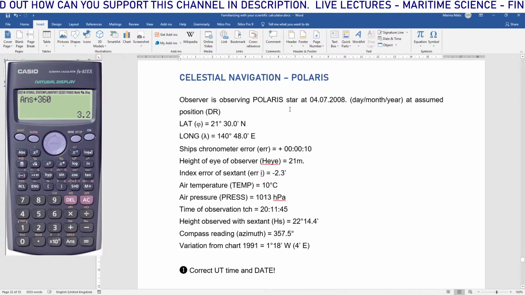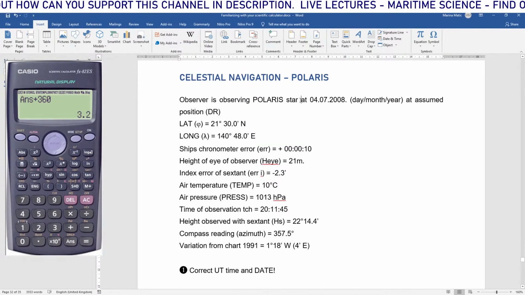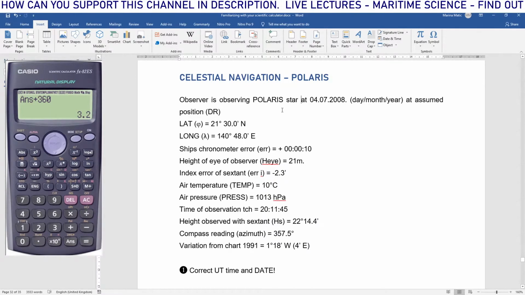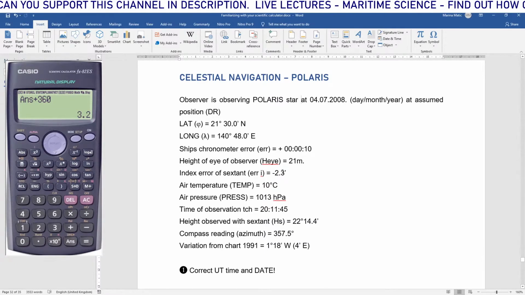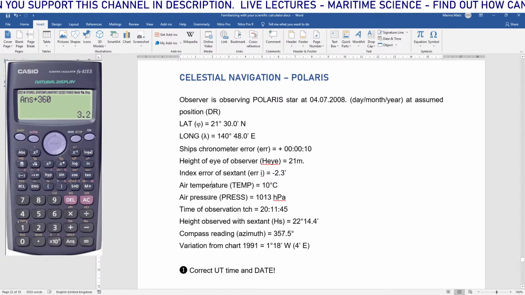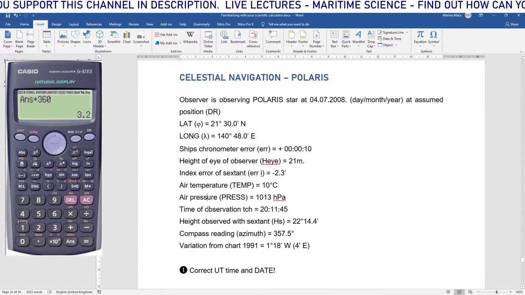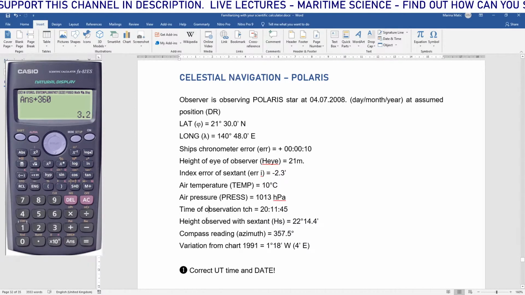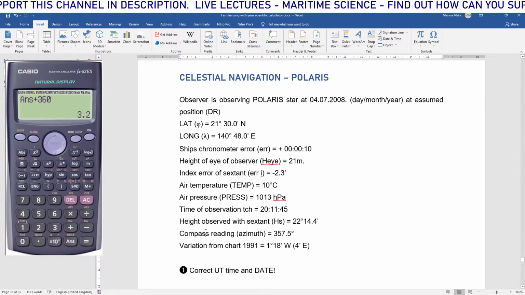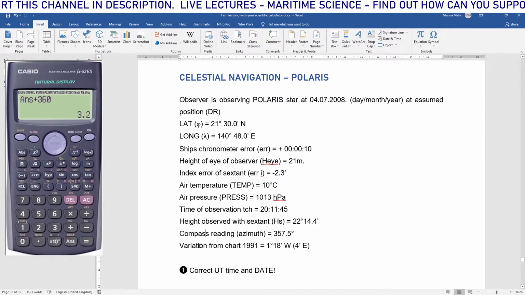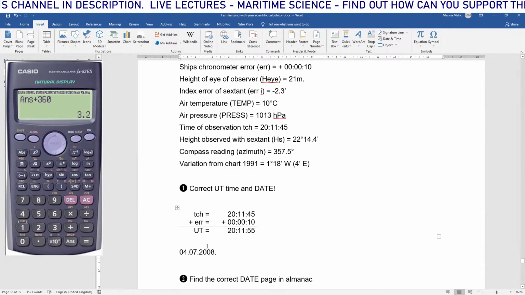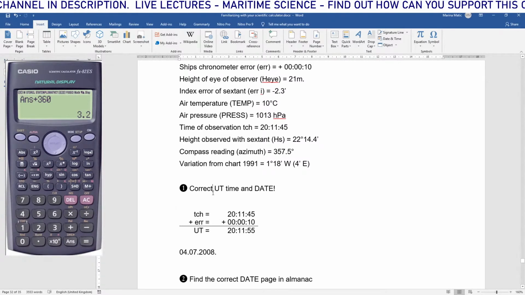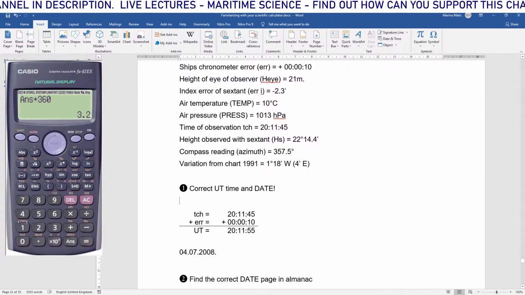Observer is observing Polaris star on the 4th of July at an assumed position, latitude and longitude. Ship's chronometer error, height of eye of observer, index error of sextant, air temperature, air pressure, time of observation, height observed, compass reading from magnetic compass, and variation from chart. First step is always to find the correct UT time and date, because without that we cannot enter the nautical almanac.